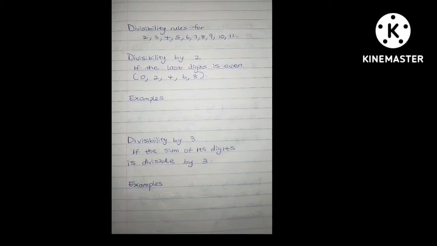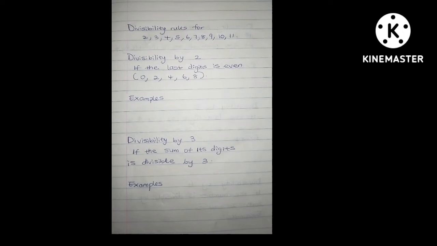In this video we're going to look at the topic divisibility rules, and we're going to talk about divisibility rules for 2 to 11: 2, 3, 4, 5, 6, 7, 8, 9, 10 and 11. Alright guys, let's jump into the video right away.